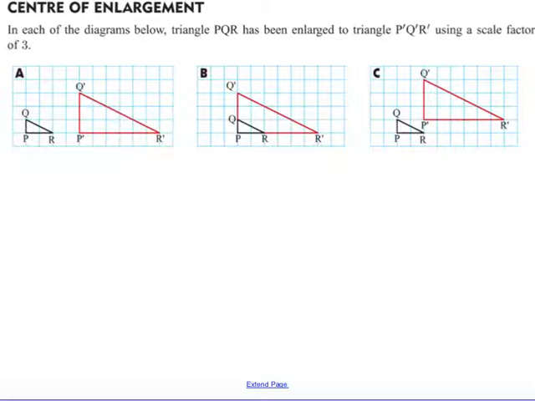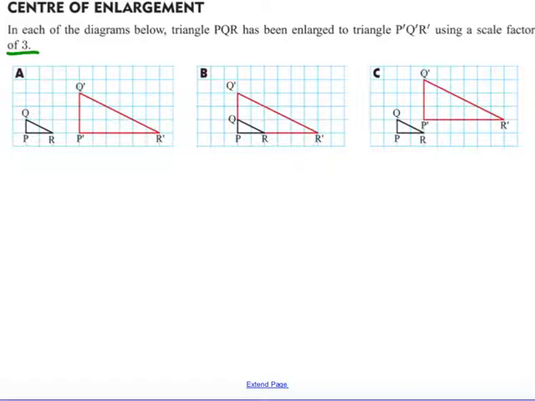Also with enlargements and reductions, we need to talk about the center of enlargement. So we see that here we have an example in A, B, and C of three different centers of enlargement. They all have a scale factor of 3, so we can see that they are getting larger, from P to P prime, Q to Q prime, and R to R prime. But their images are in different locations because the center of enlargement is different.